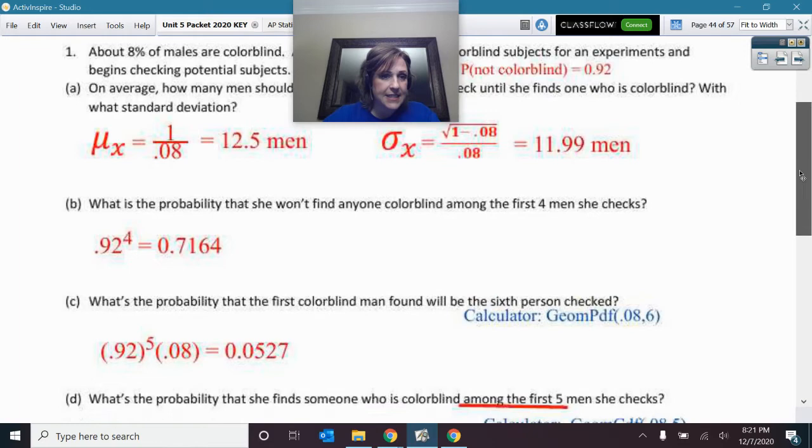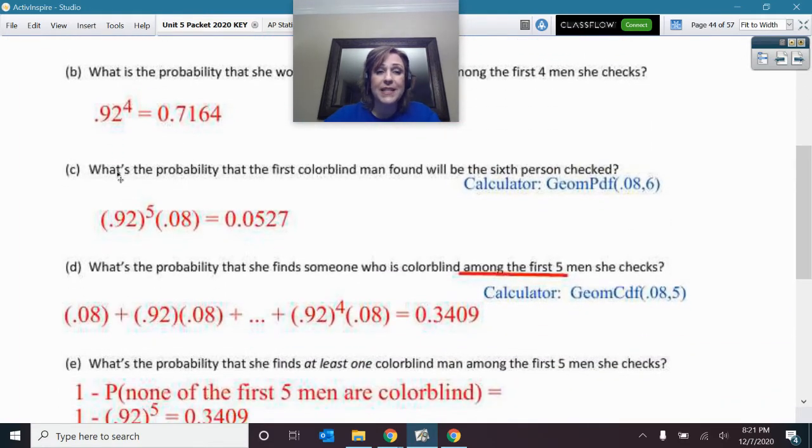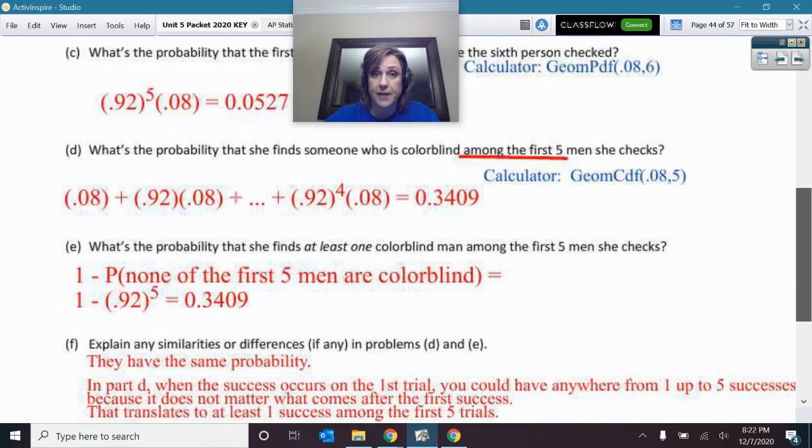All right, next is our probability that the first colorblind man is the sixth person. So do not just write the calculator speak. In fact, what I have written here in blue is extra information. It means nothing for AP graders. It's this idea that we have 5 failures and then a success, a colorblind man on the sixth person. So there is our probability. That's how I calculated it with the calculator if you wanted to use that shortcut.